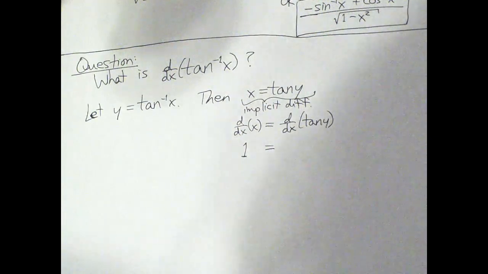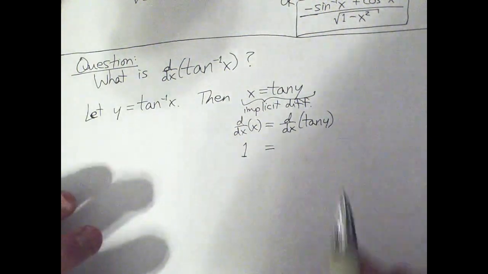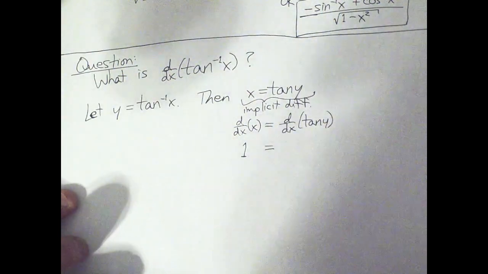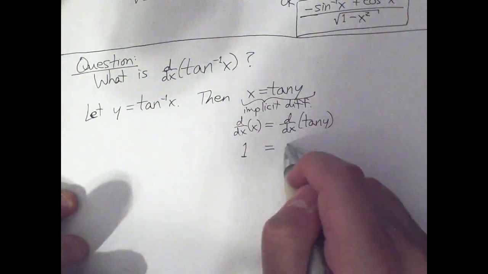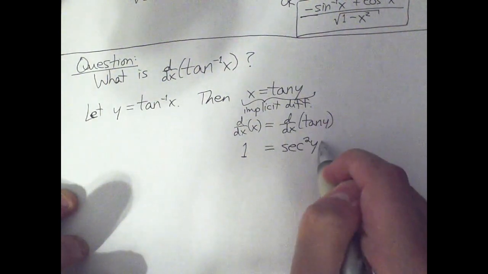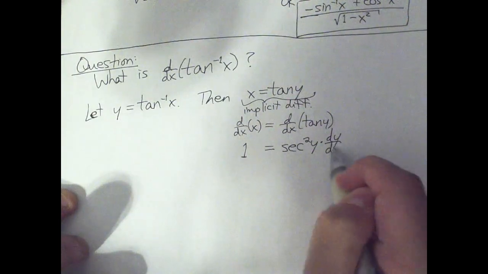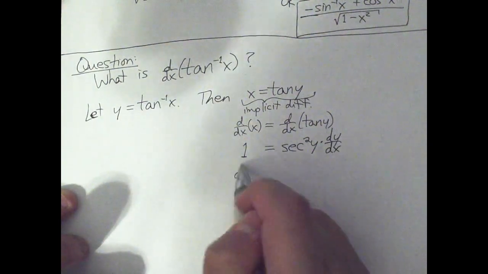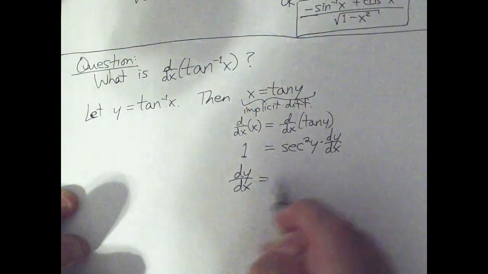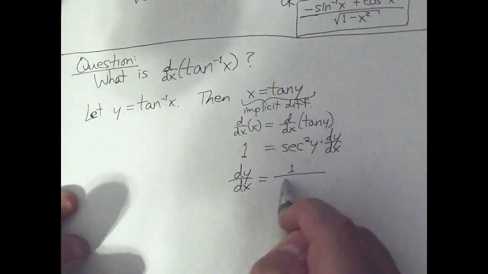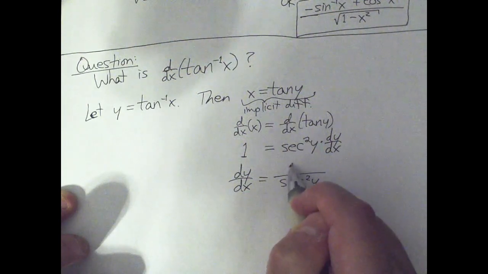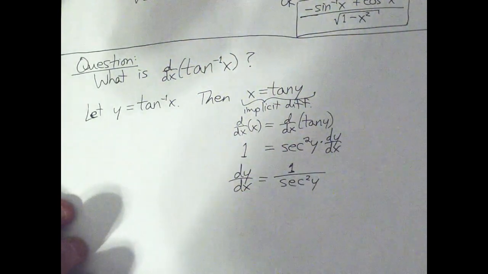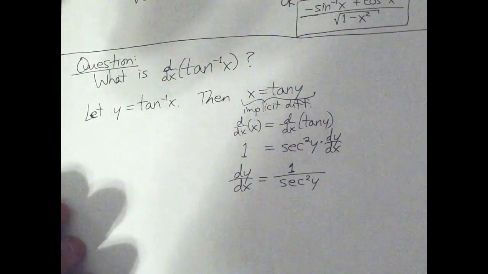We rewrote tangent as sine over cosine, and we used the quotient rule. Anyway, the derivative of tangent x is secant squared x. So this is going to be secant squared y times dy dx. And from that, dy dx is 1 over secant squared y. Of course, that's not the finished formula because it's in terms of y. We'd like it to be in terms of x.